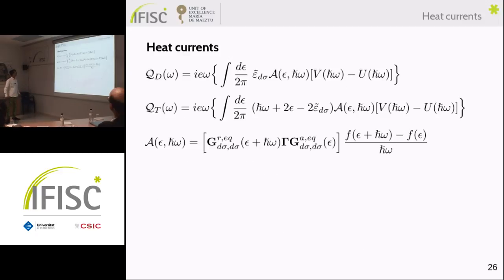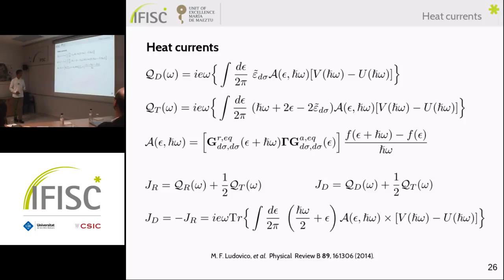After some algebra, we are able to express these heat currents in terms only of the Green's functions of the dot. And we obtain these two different expressions in the linear regime, for any frequency of the applied voltage. And the thing here is that in the non-interacting case, they tell us that for these heat currents to be correct, we need to redefine them. So we need to take the heat current at the reservoir that we obtain, plus one half of the one that you obtain for the tunneling, and the same for the one in the quantum dot. Otherwise, your heat currents are ill-defined. And if we apply this, we find that these heat currents are now given by this expression. And again, the heat current conservation is fulfilled.